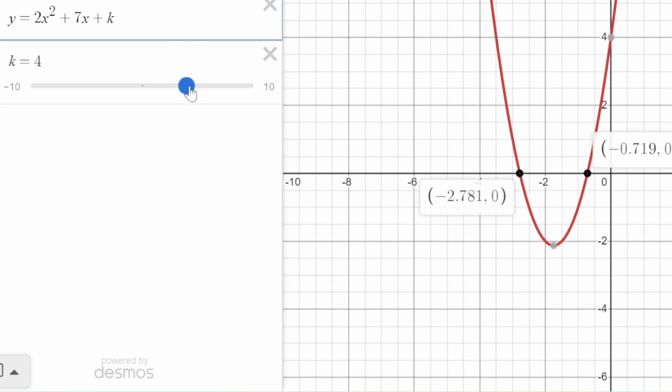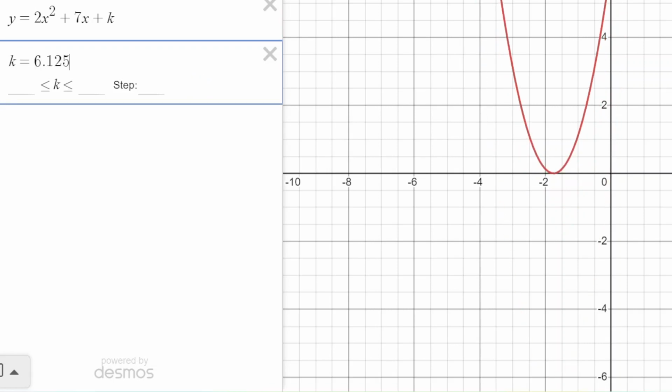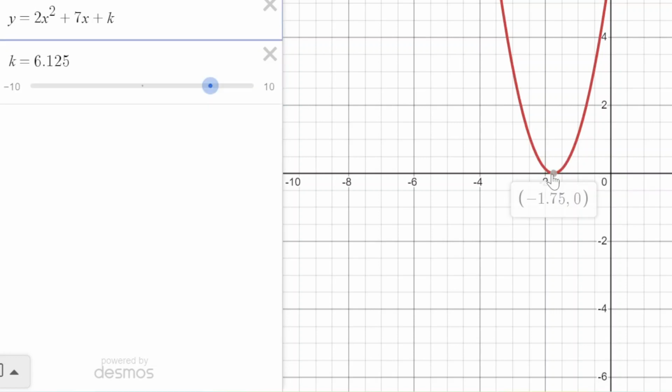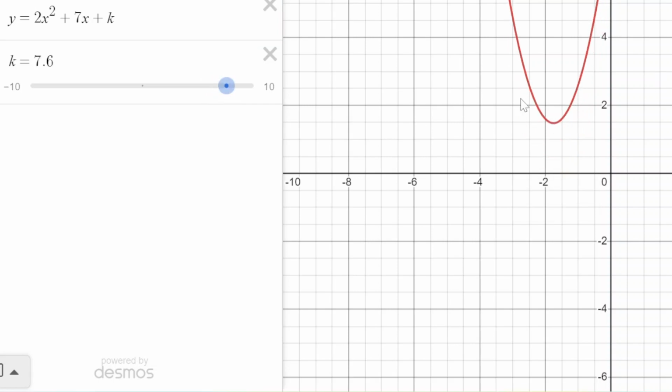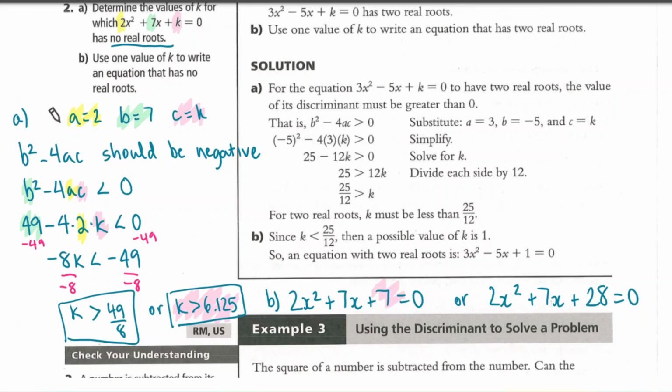But as long as you move it above the 6.125 mark, in fact, right at 6.125, I'll show you, there's exactly one solution because that's where it's hitting the x-axis exactly one time. And then as long as you go above that, we're not hitting the x-axis at all anymore. So that's what it looks like graphically. Okay, so again, the discriminant tells you a lot. It tells you how many solutions there are, what types of solutions you have, and how you could solve that equation. That is the end of the lesson.